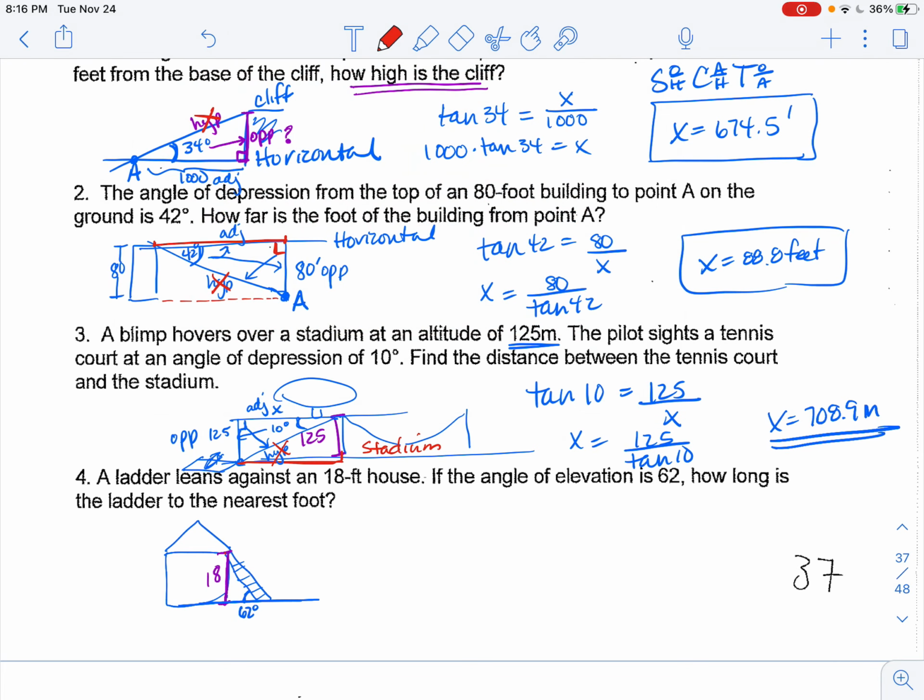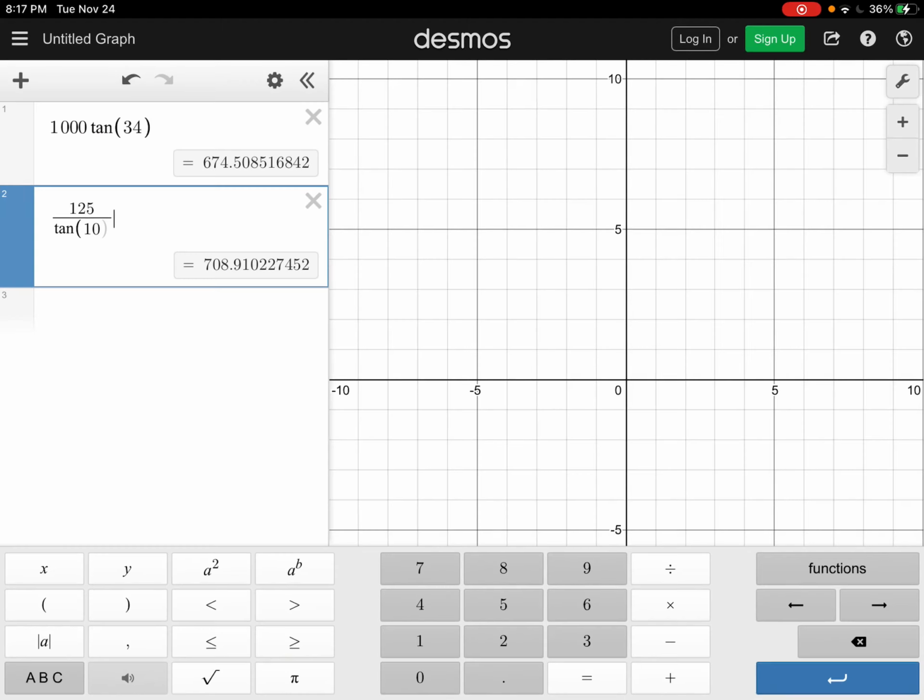So what I want to do is I want to figure out what this length is. Okay, so from this angle, if I go across, this is my opposite. Here's my right angle, and across the box is my hypotenuse. This time I want to find hypotenuse because that's the length of my ladder. So I need a trig ratio with opposite and hypotenuse, and that's sine. So sine of the angle is equal to opposite over hypotenuse. Solve for x by multiplying both sides by x and dividing by sine 62. So x is equal to 18 over sine 62. This is what we take to Desmos.